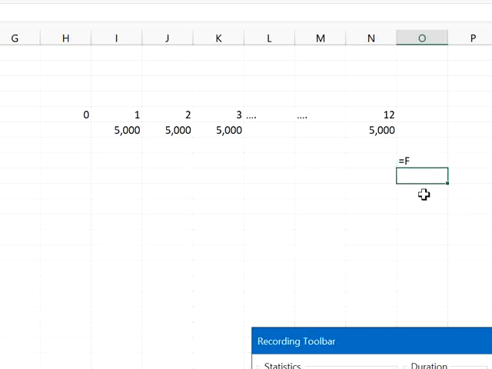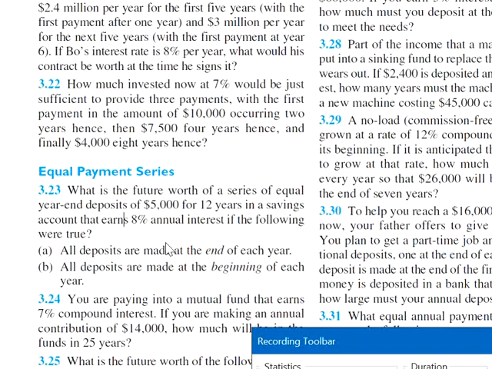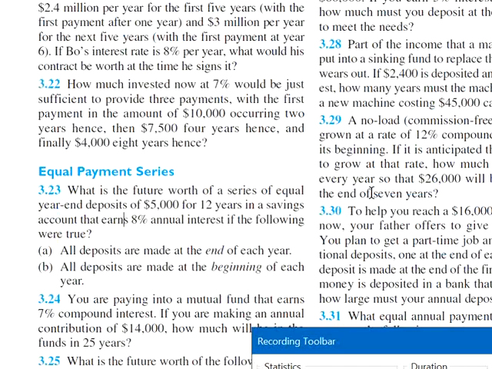So how much are we going to have at an interest rate of 8%? What will be the value of this 5,000, this 5,000, this, and we keep on until we reach 12? Either you can calculate one by one, which takes time, or we can use this formula to calculate our F.